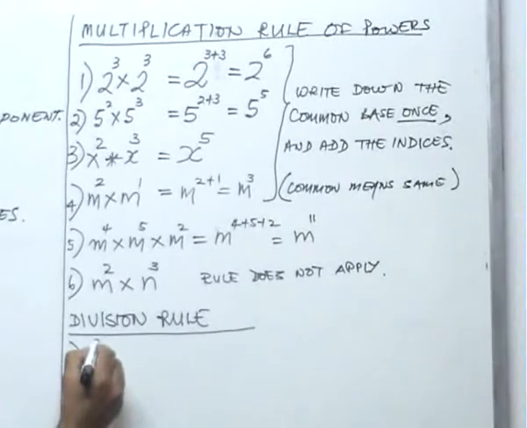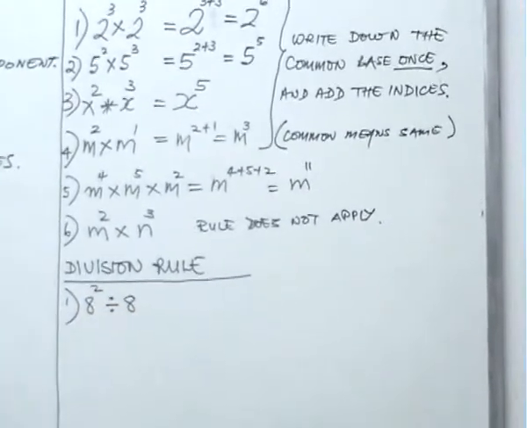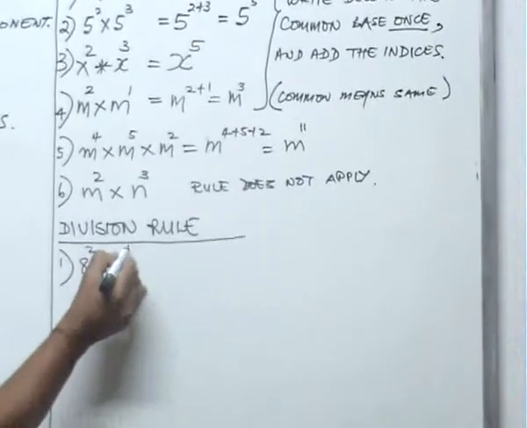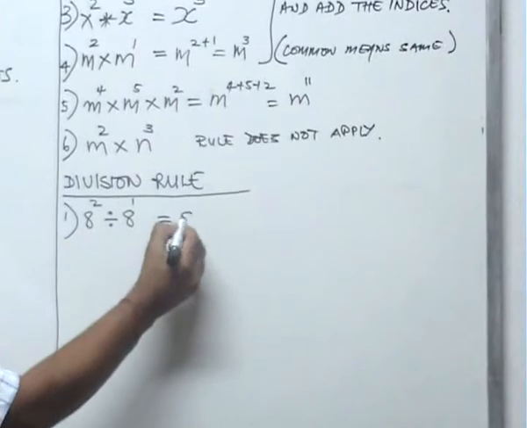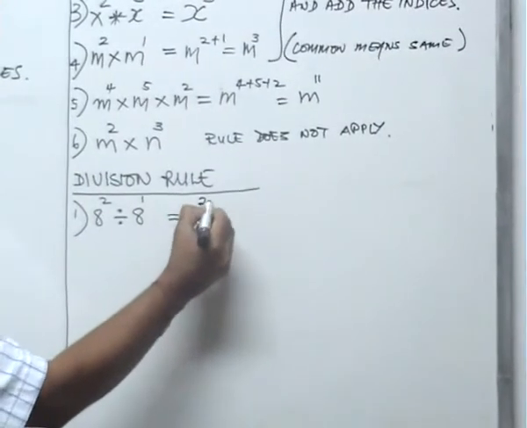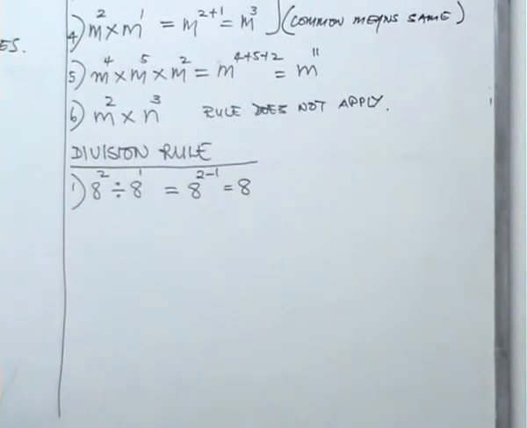8 squared divided by 8. Well, the 1 is understood. According to the division rule, write down the base one time and subtract the indices. So the answer will be 8.